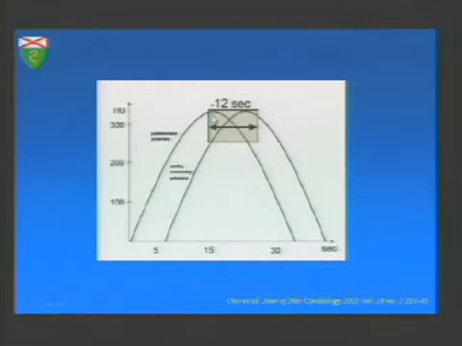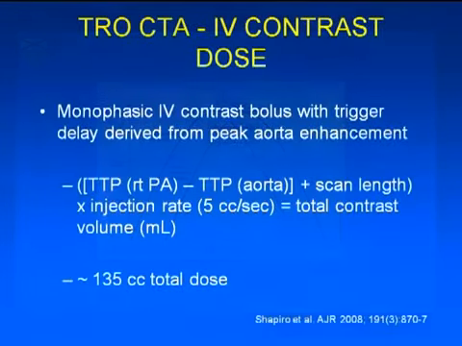That's why you need more contrast. And there are ways of calculating how much contrast you need. Shapiro published this in 2008 in AJR: you take the time to peak enhancement in the PA minus the aorta peak enhancement, plus the scan length, and multiply by the injection rate, usually 5 cc's, and you get how much you should give that specific patient.